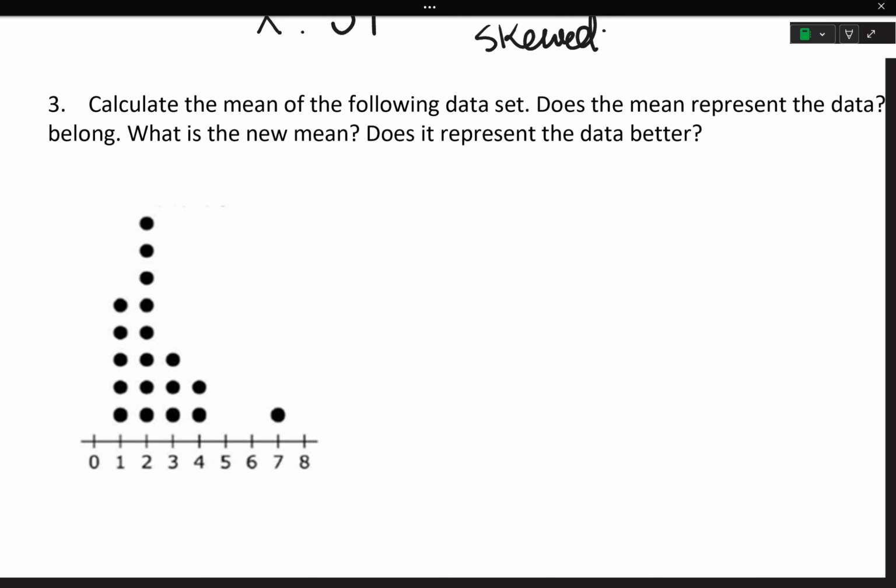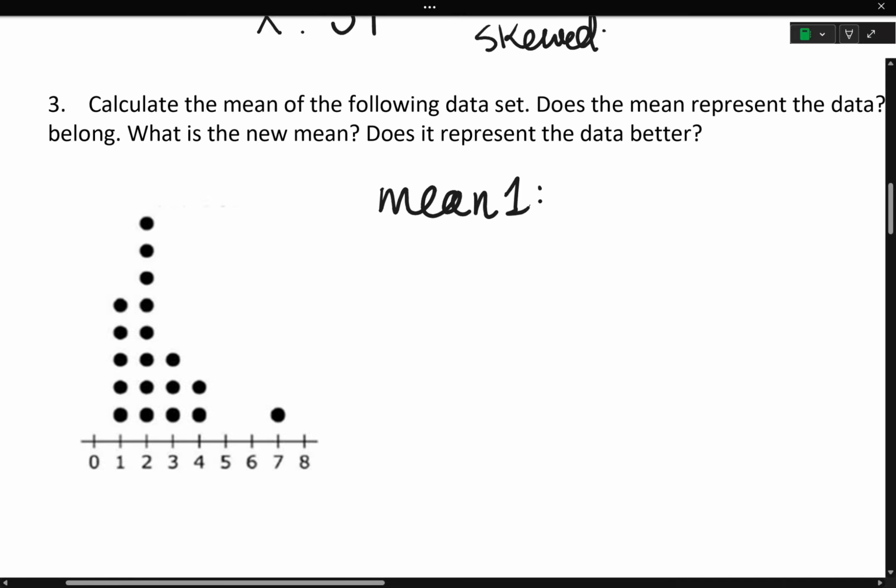And if you look at the data in general, it looks like our mean should be around 2-ish. And the reason I can make that guess is because we have the most dots in 2. So the probability of us having a 2, the average, I know it's not the same, but it looks like it's 2. So first let's do the mean with 7.